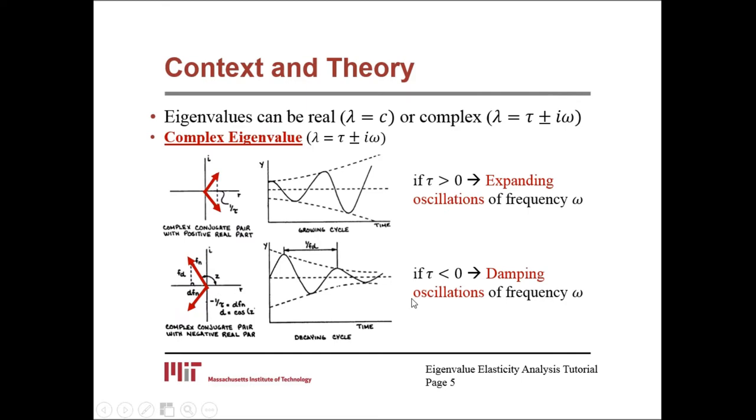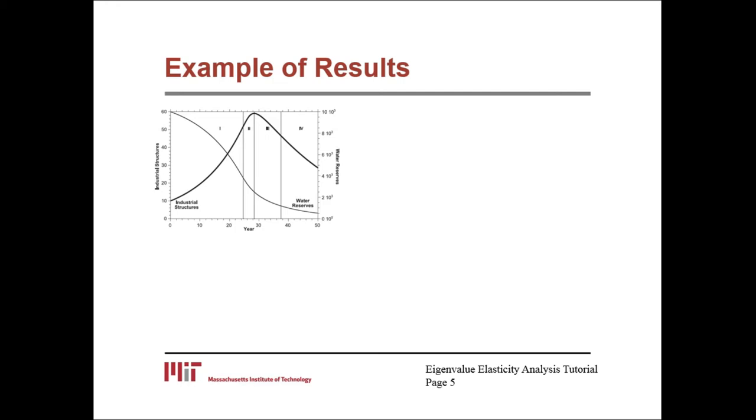In the case of complex eigenvalues, the complex eigenvalues are related to oscillations. So if we have the real part of a complex eigenvalue positive, that particular result is related to expanding oscillations. On the other hand, if we have negative real parts of the complex eigenvalues, we will have damping oscillations. So, as a brief example, we will review some results that were obtained in the 2006 paper.